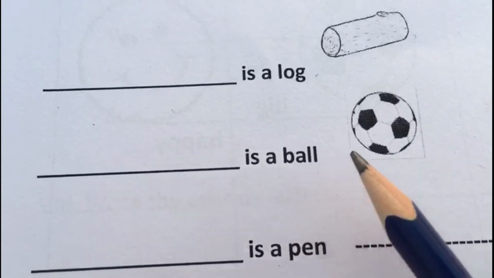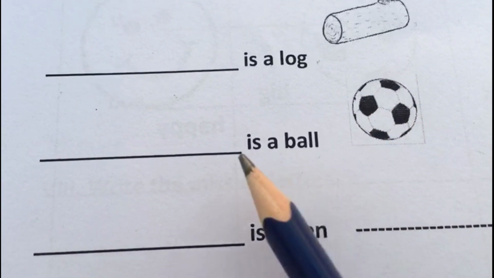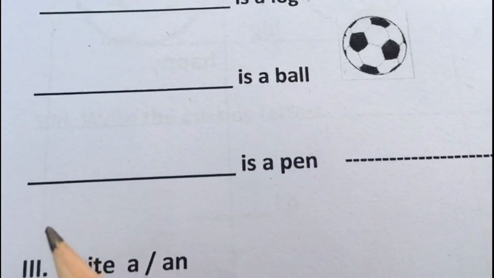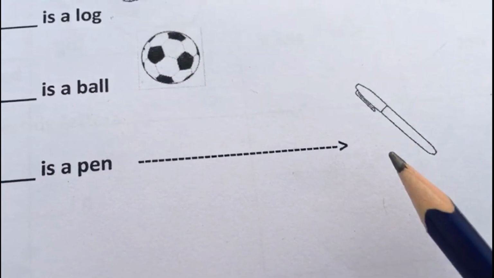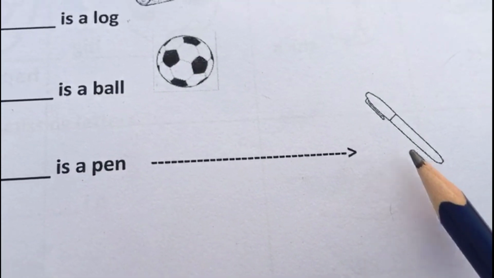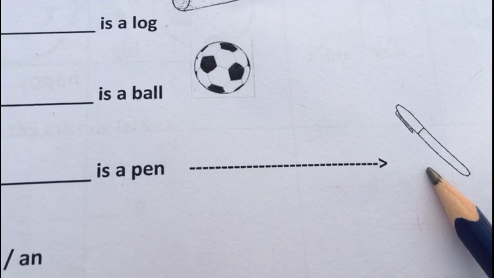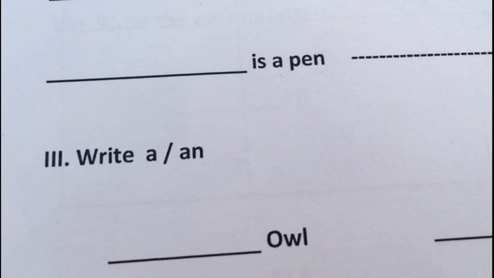Third one is dash is a ball. The ball is also very nearby, so the child will be filling it as this. The fourth one is dash is a pen. Yes, the pen is very far away from the distance. The arrow shows that, right? So ask your child to find out the distance and fill in the right one, this or that.